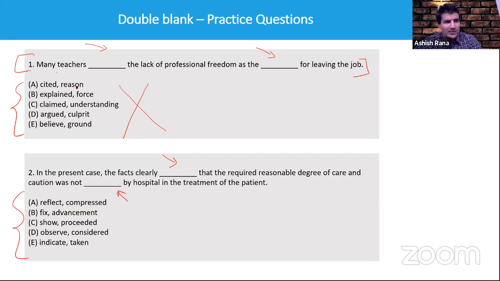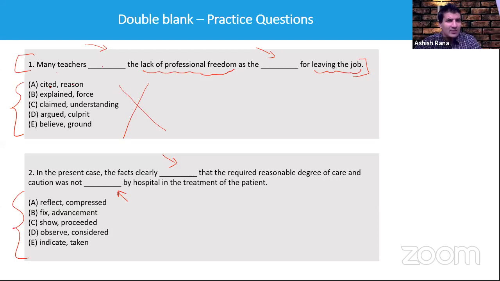So, very simple. The question says, many teachers dash the lack of professional freedom as the dash for leaving the job. It seems they are saying many teachers say or give the example of lack of professional freedom as the dash for leaving the job. Somewhere it is a negative statement, that a lot of teachers probably complain about lack of freedom as the major reason why they are leaving the job. So let's look at the options.